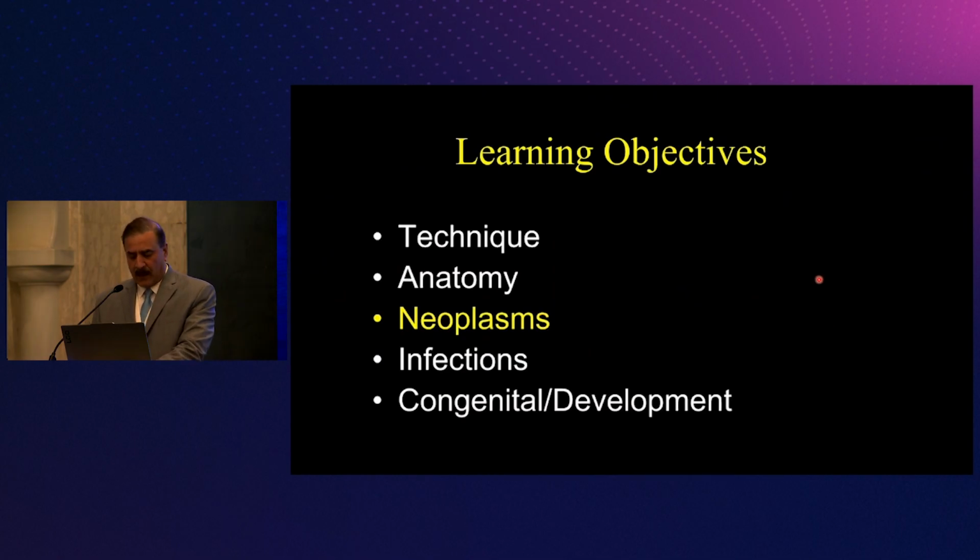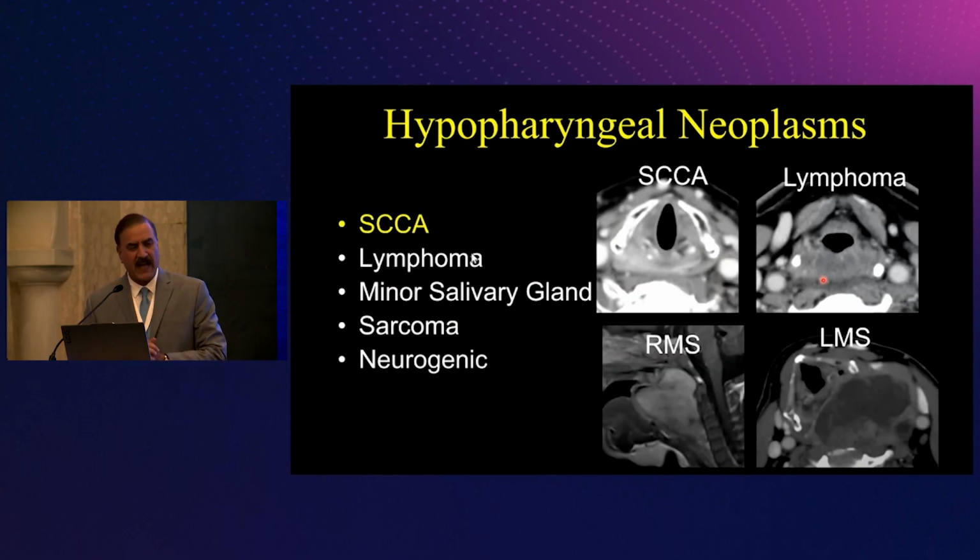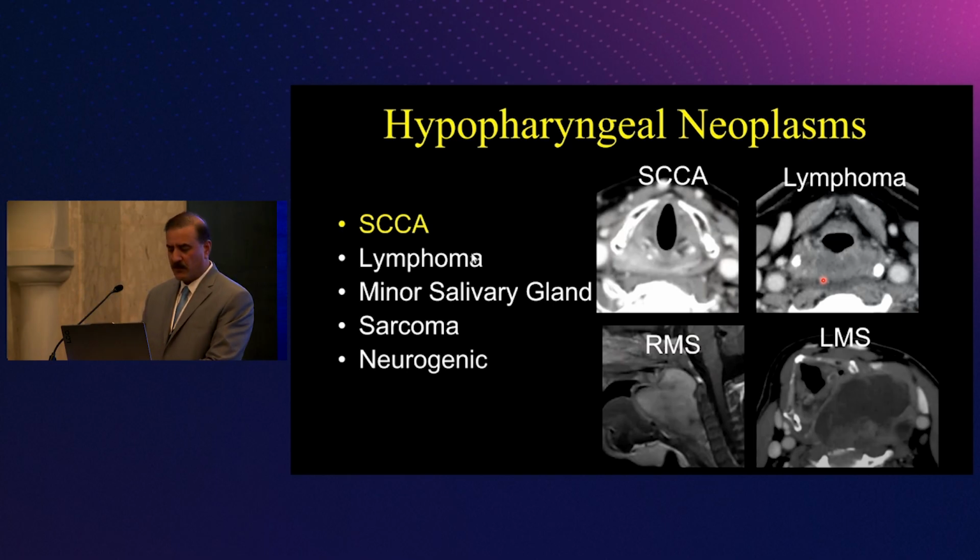Coming to the neoplasms that are involved, 9 out of 10 cancers, probably 9.5 out of 10 cancers that you're going to see in the hypopharynx, would be squamous cell carcinomas. But there are other cancers that you can also see. We know minor salivary glands are all over the pharyngeal mucosal space, so adenoid cystic carcinomas can be seen, lymphomas can be seen, sarcomas, as there is inferior constrictor muscle and other muscles around.